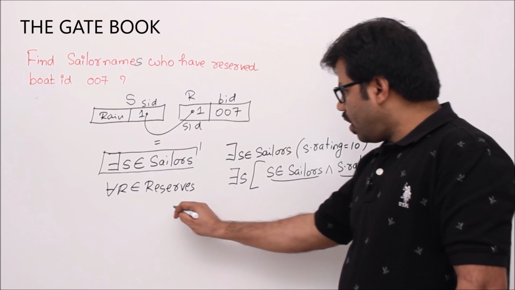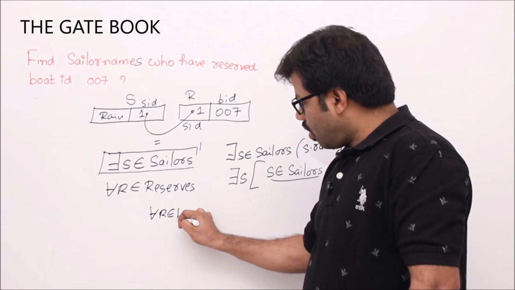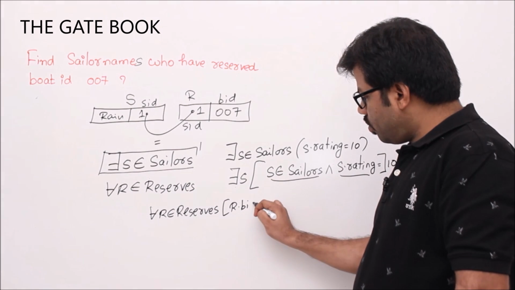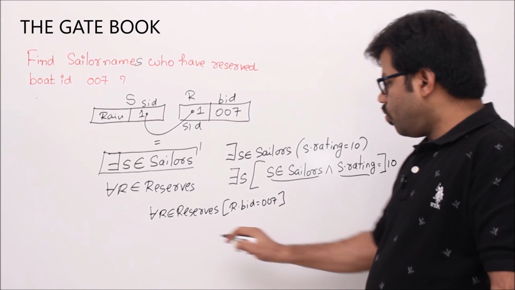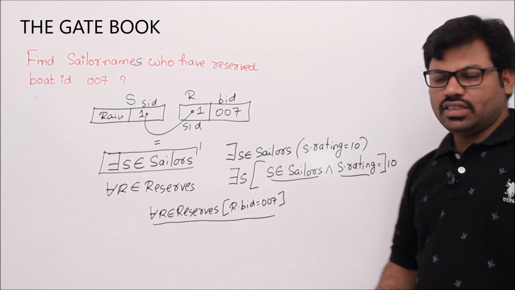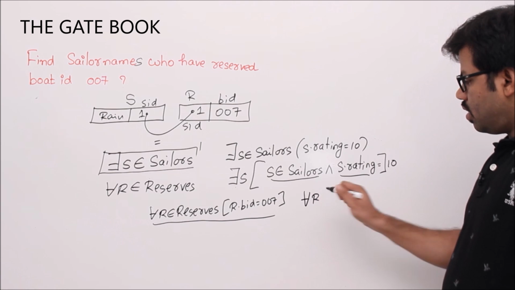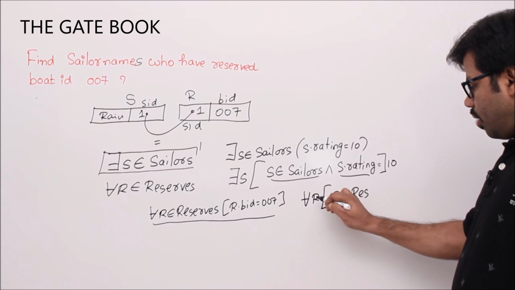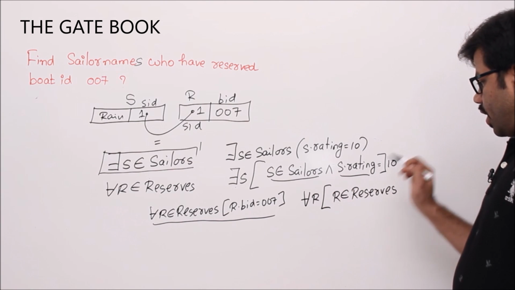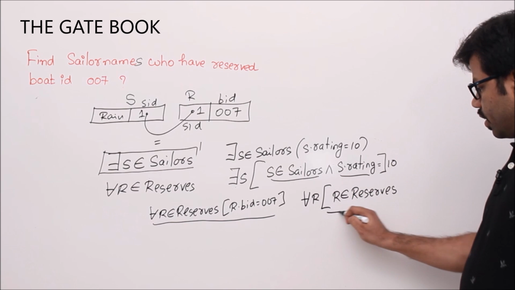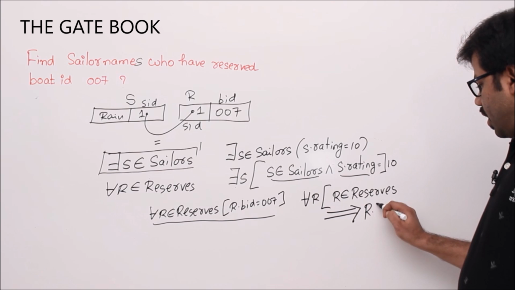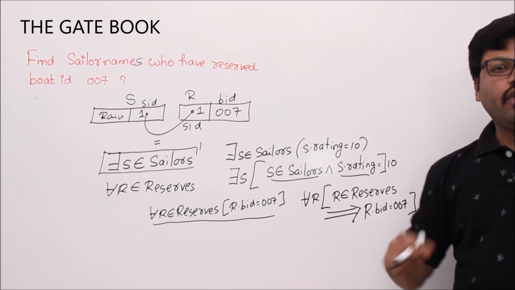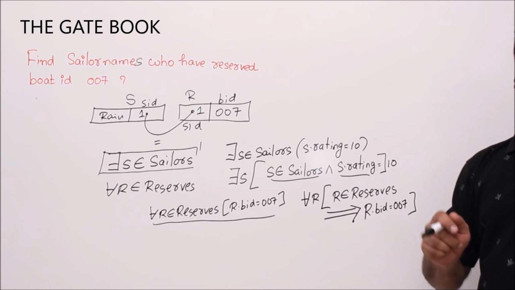Second thing, if I write for all R belongs to reserves, let's say R dot BID equal to 007. So what does it mean? I will tell you. Whenever I write from now onwards like this, that means for every R, if R belongs to reserves, I am not saying that every tuple R belongs to reserves. It's a conditional. For every tuple R, if R belongs to reserves, then R dot BID equal to 007. So here I am saying that every tuple, if it belongs to reserves, its BID is 007.